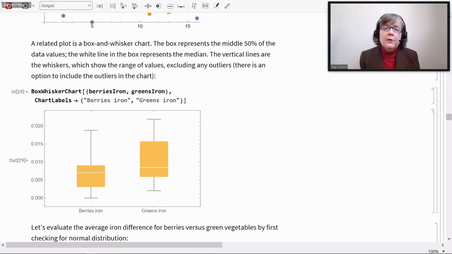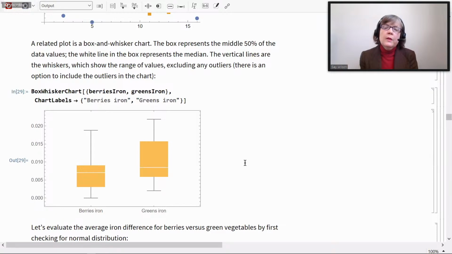Box and whisker, you're probably very familiar with as well. That's available. So you can see your box represents your middle 50% of the data values. The white line in the box is the median. And then your vertical lines, or your whiskers, show where your data lies. Now, the default excludes the outliers, but there is an option in the Wolfram language for you to include those outliers in the chart. But I didn't want my chart going off if there was a berry that was far outlying everybody else. So I've stayed with the default, but you can include the outliers if you so choose. So that is an option.